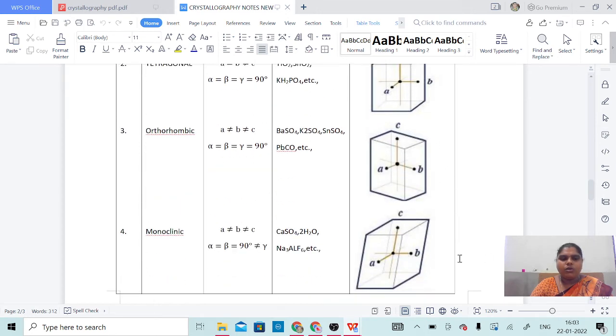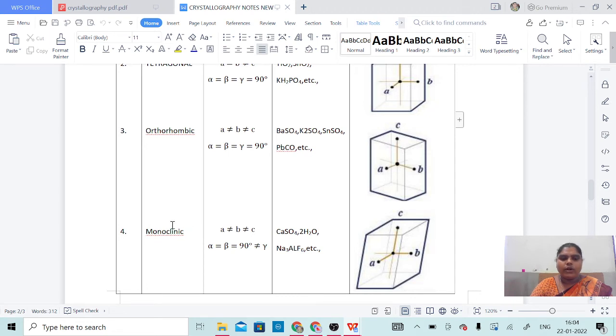Next, orthorhombic. Orthorhombic means all three primitives are different: a not equal to b not equal to c. All the interfacial angles alpha, beta, gamma equal 90 degrees, so the three axes are perpendicular to each other. These are examples of orthorhombic crystal structures, and this is the orthorhombic structure.